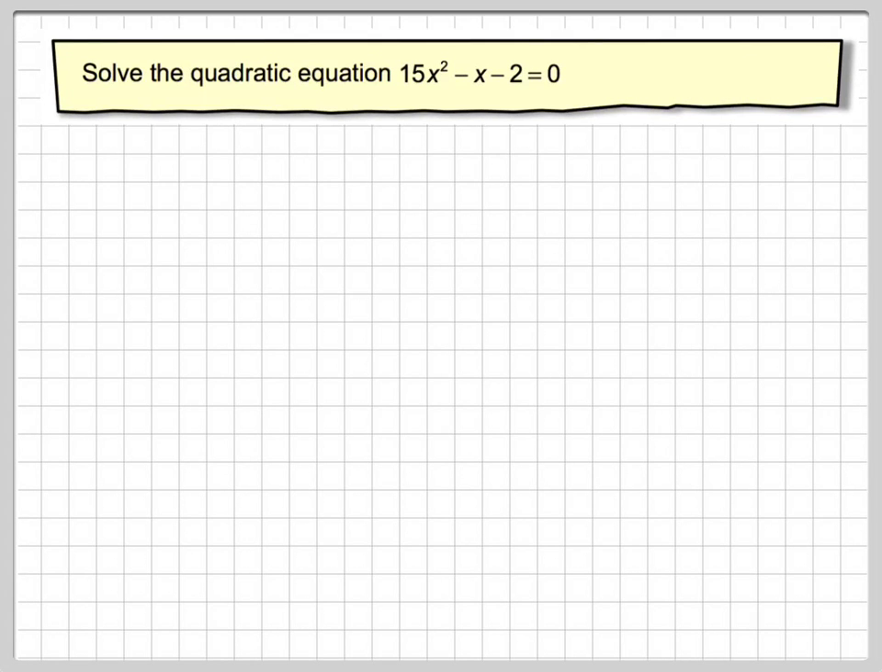Hi, another video from me, this time about solving a quadratic equation. To solve the quadratic equation 15x squared minus x minus 2 is equal to 0.